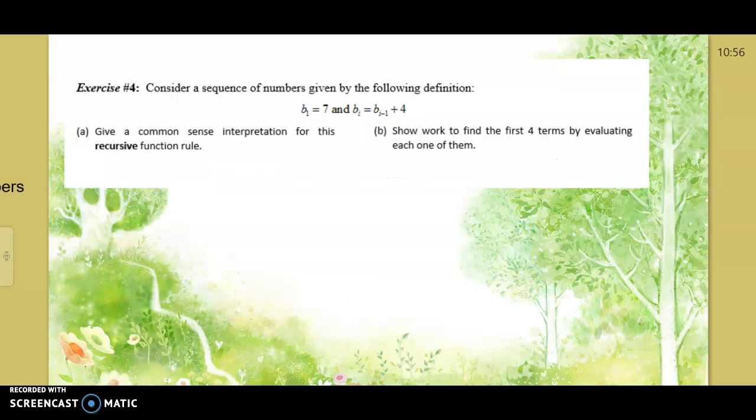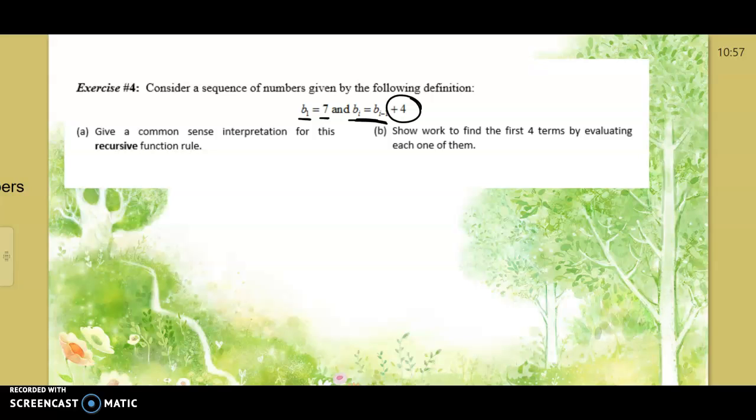So, let's see if we can make some sense out of this. Consider the sequence given by the following definition. B1, what's that telling us? Whether it was A1, B1, C1, Q1, I don't care. What's it telling us? What's the 1 saying? Is the original for the first one? 7 is the first number, right? 7 is the first number, and then all of this jargon, this is the key. What's that plus 4 mean?